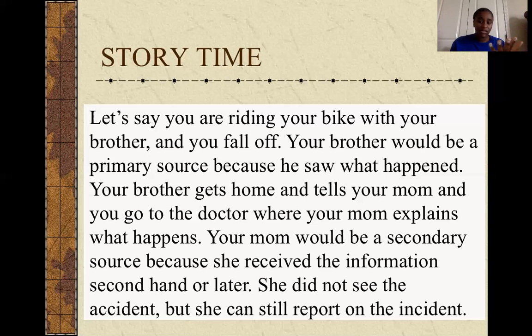Okay, so primary is firsthand. So people that were actually at the event, and secondary is people that weren't at the event or they heard from people that were at the event.